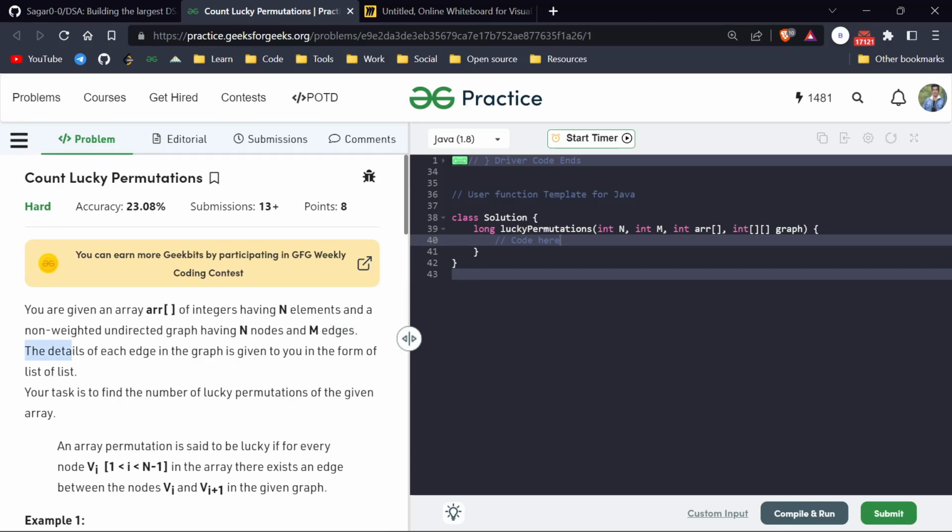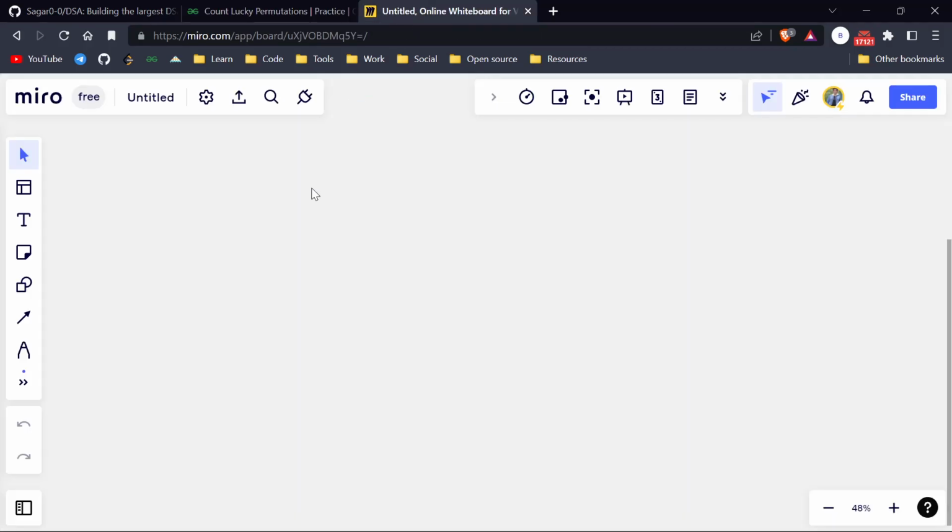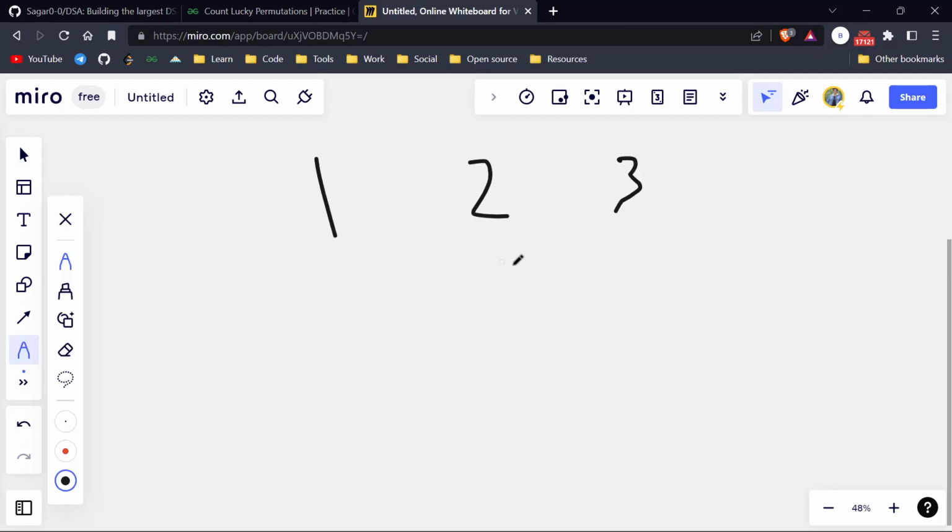And after that, the details of each edge in the graph are given to you in the form of a list of lists. Okay, that is the input, and our task is to find the number of lucky permutations of the given array. So first of all, if you don't know, let me just tell you what a permutation is. Suppose this is our example, 1 2 3. So what is the permutation of this?